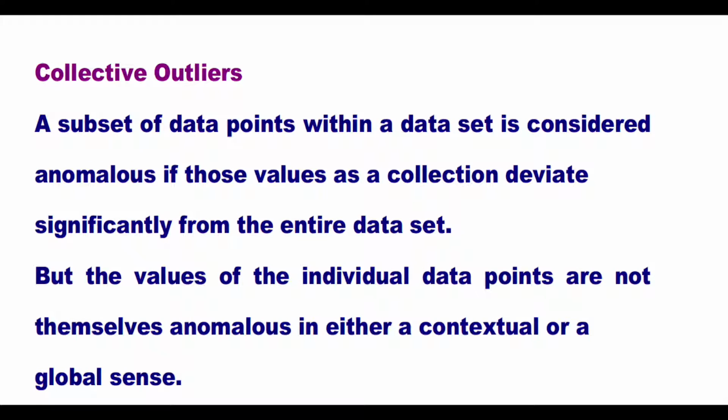Next one is the collective outliers. A subset of data points within a data set is considered anomalous if those values as a collection deviate significantly from the entire data set, but the values of the individual data points are not themselves anomalous in either a contextual or a global sense.